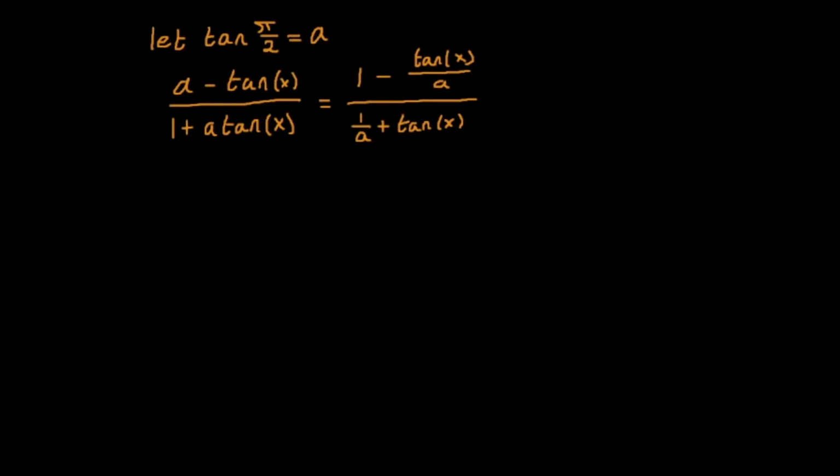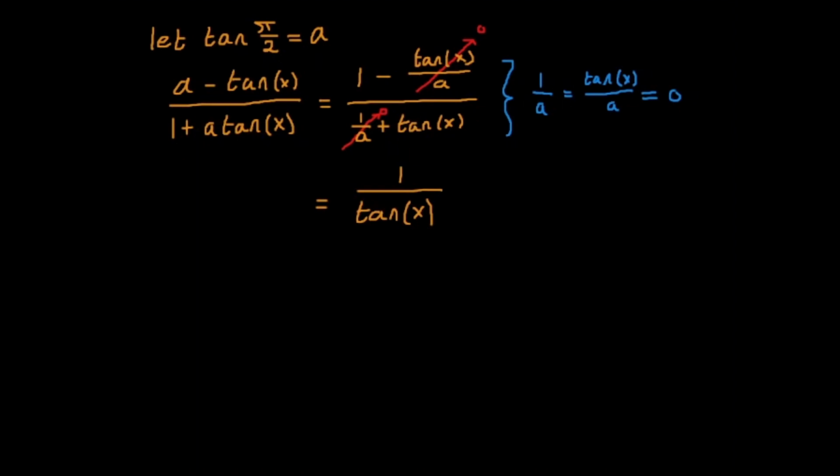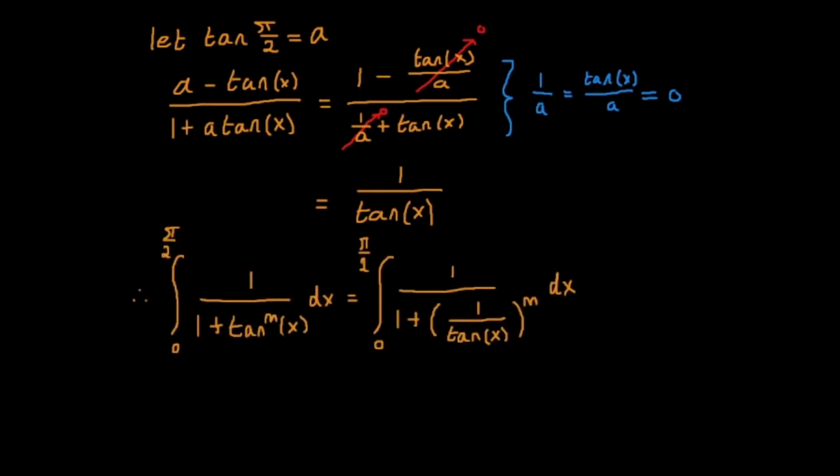So we're going to have to sort out these infinities in the fraction. If we want to start manipulating this, let's call tan of pi over 2 a. Then the fraction becomes a minus tan of x divided by 1 plus a tan x. If we divide through by a and consider that a tends to infinity, then 1 over a, and tan of x over a, are equal to 0. So we can zero out those terms in the top and the bottom, and we're just left with 1 over tan x.